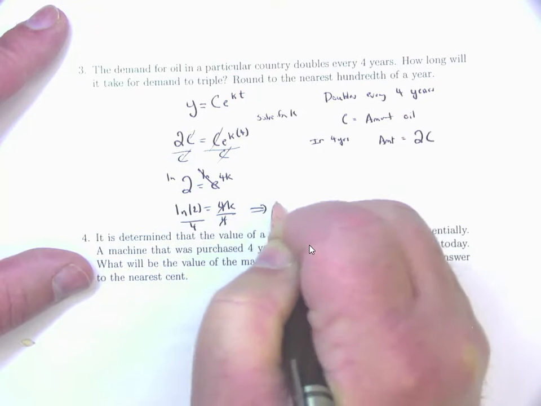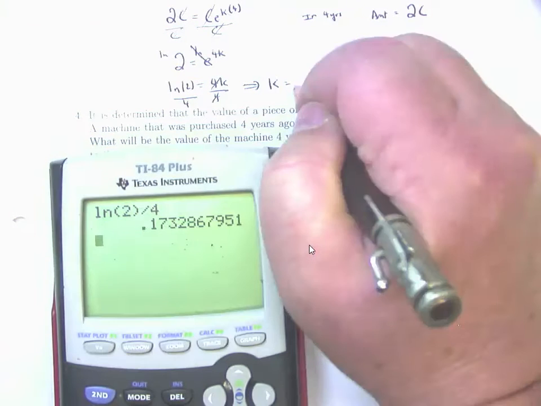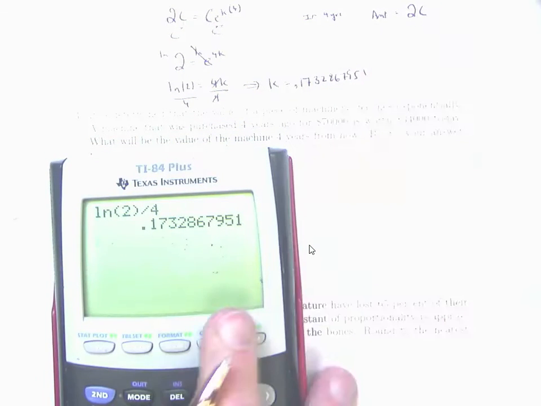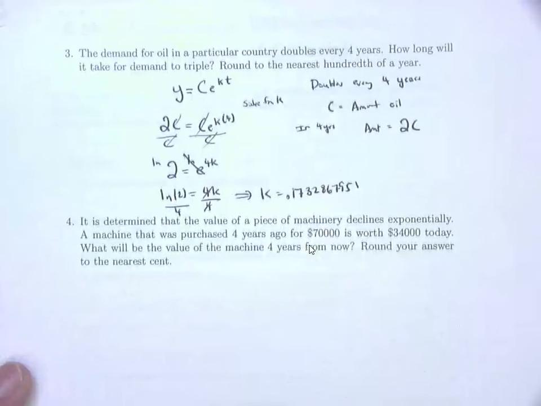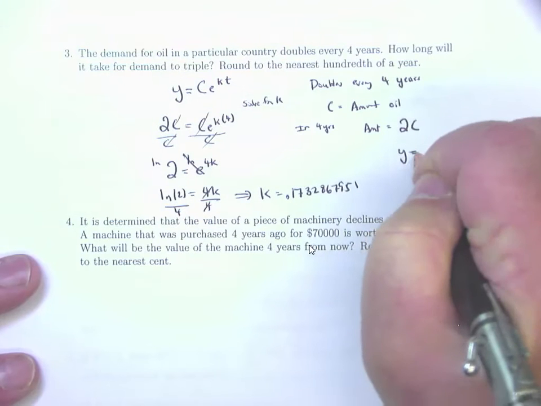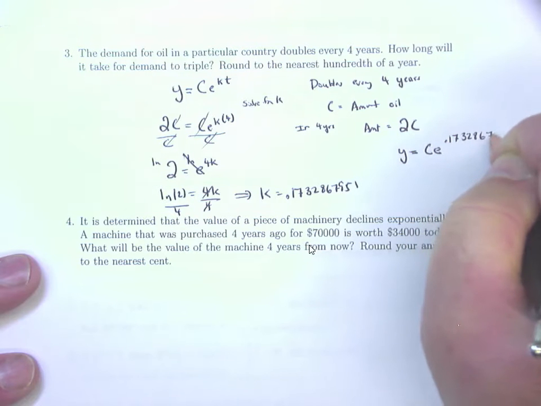And then that's when I go grab my calculator and put it on there. This would be, quote, the natural log of 2, close parentheses, divided by 4. I end up getting 0.173286795. And I don't round these decimals until the final answer. So that's my k value. Basically, it's growing at about 17.3% per year. Okay? So my formula now is going to be y equals C e to the 0.173286795t.